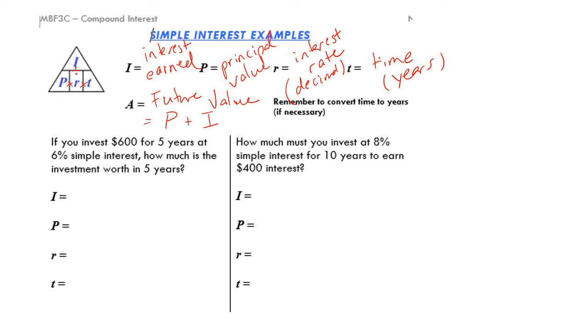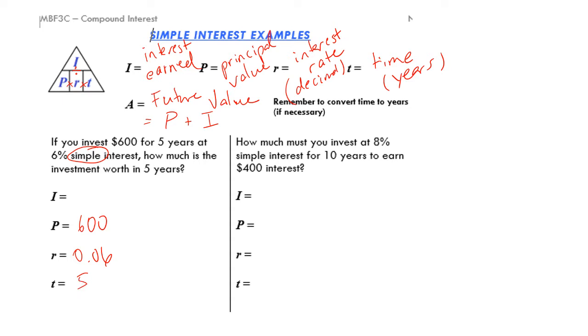If you invest $600 for 5 years, that's 6% simple. As soon as you see the word simple and not compound, you know you're using this triangle or this formula. How much is the investment worth in 5 years? So we know that we invest $600, that's our starting amount. My rate of interest, 6%. Don't forget, divide by 100, 0.06. Time, 5 years.